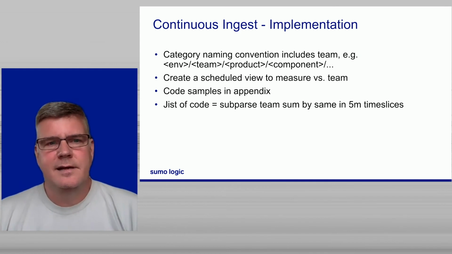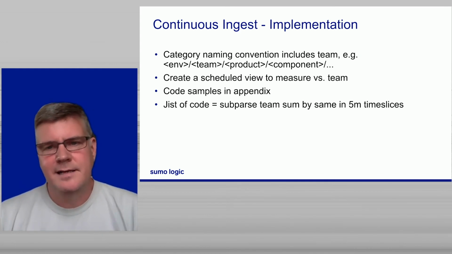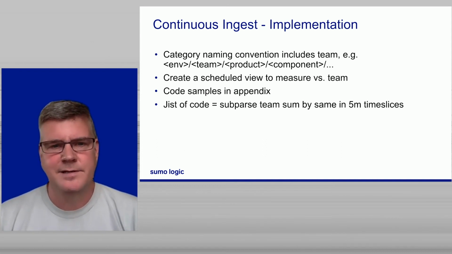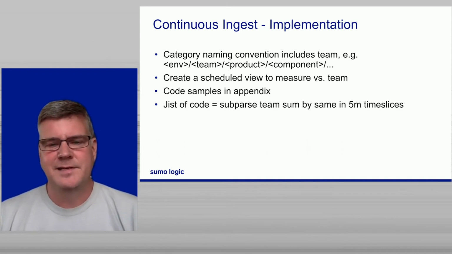So to actually come up with a view, as I showed, key to this is a good naming convention. I'm using source category. I have customers that use collector. Doesn't really matter. You have to have something that's measured in the data volume index, and you have to have a good naming convention on it. So in this case, I have a naming convention that starts with the environment, whether it's QA or test. The team name is in there. Who it is that we're going to do the chargeback to has to be inside of that source category if you're going to charge back to them. So then you just create a scheduled view that measures by that team name rather than the overall source category.